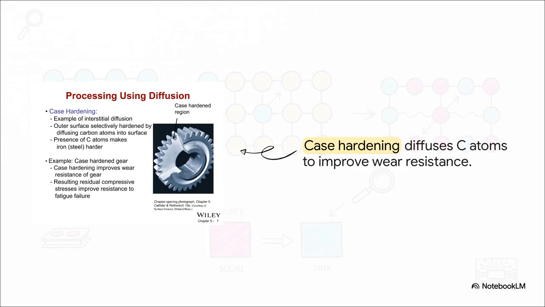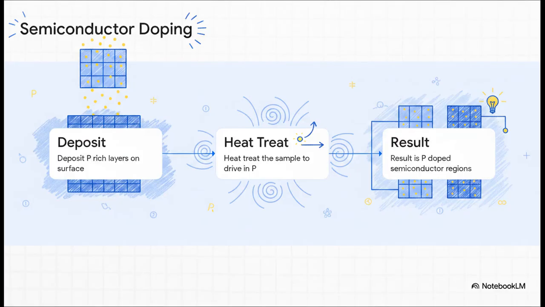By placing a solid steel gear in a carbon-rich environment at really high temperatures, those tiny carbon atoms undergo interstitial diffusion right into the outer surface of the steel. Because those carbon atoms are forcefully squeezing between the iron atoms, they create massive residual compressive stresses. This hardened case locks the surface tight, which is an absolute game changer for improving wear resistance and preventing fatigue failure.